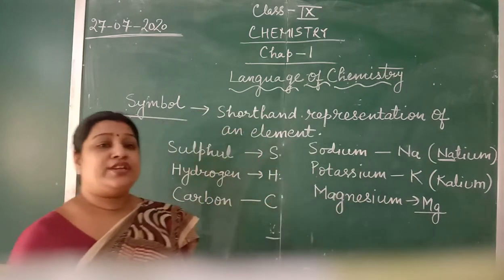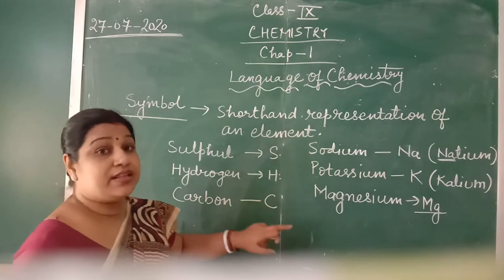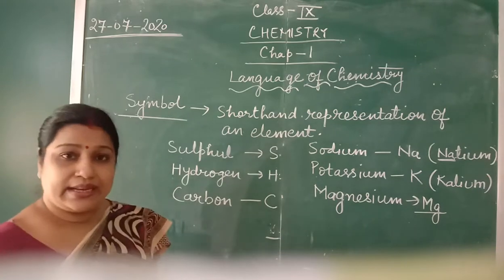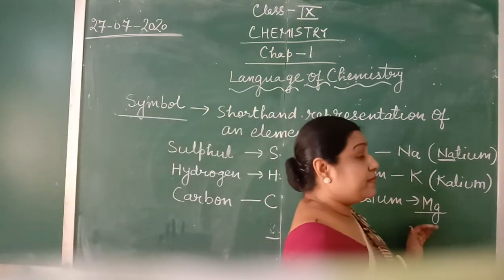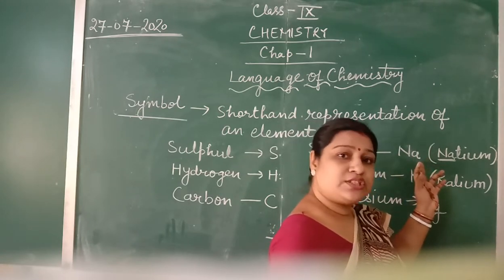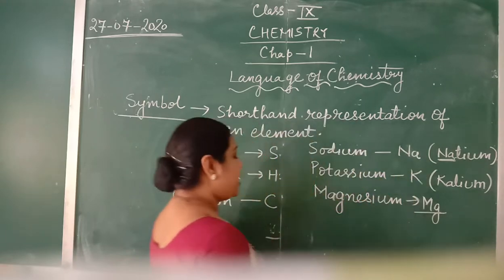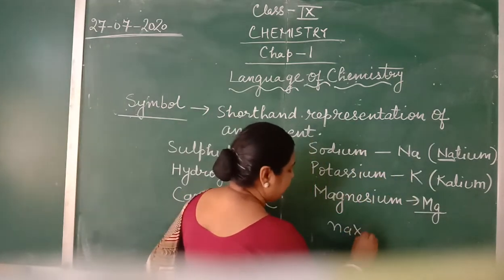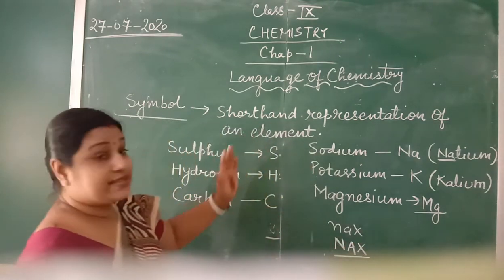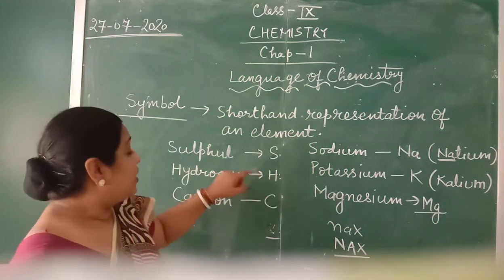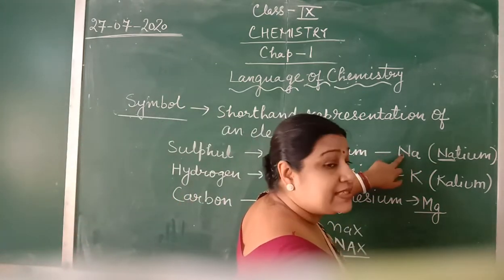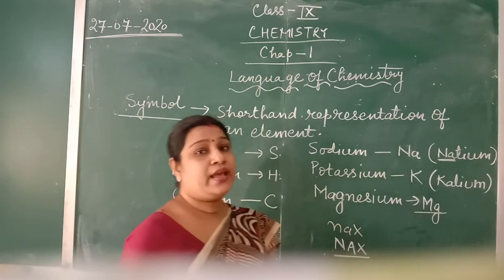You have to take care, children, whenever you write the symbol: if it is a single letter symbol, it must be in capital letter, and if it is a two letter symbol, then the first letter must be capital and the second letter should be small. If you write NA, this will become wrong, or if you write both capital, this will become wrong. Single letter symbol should always be capital, and two letter symbol, first letter capital and second letter small. Okay?